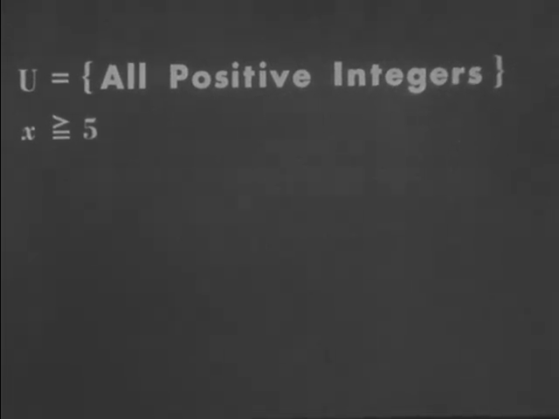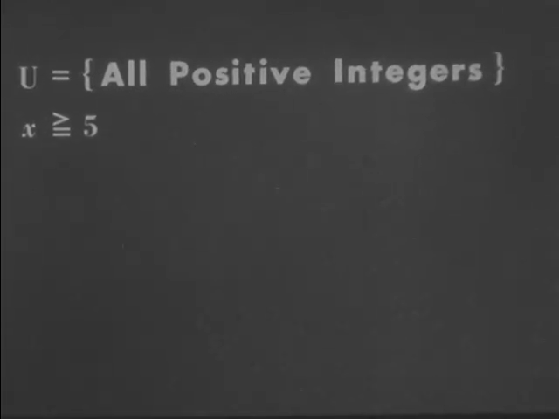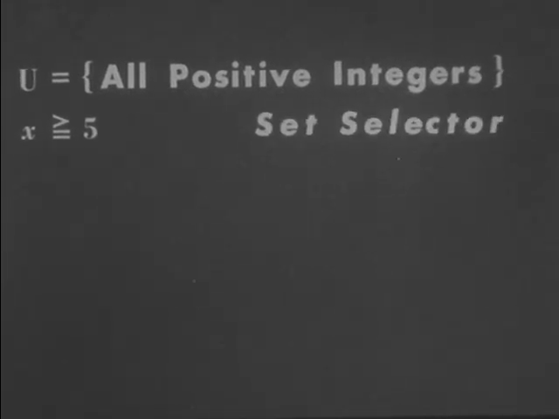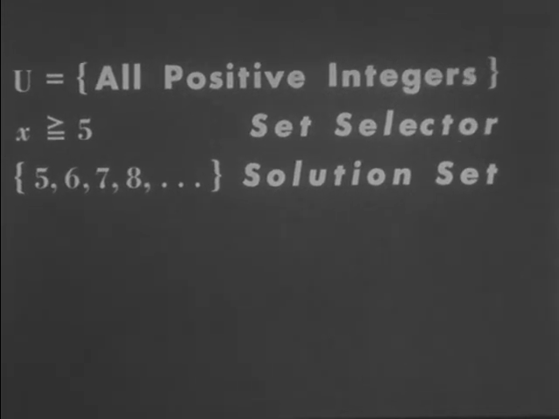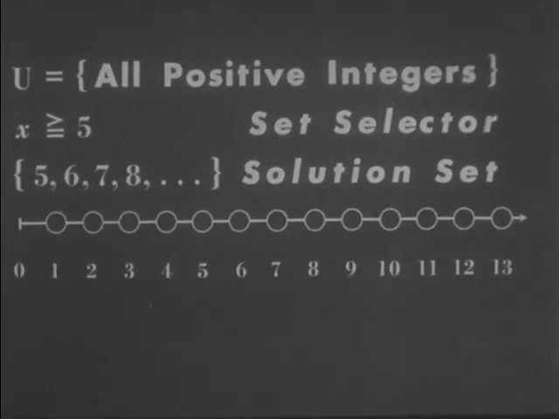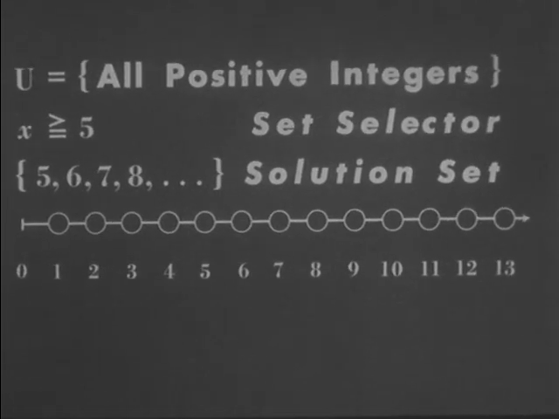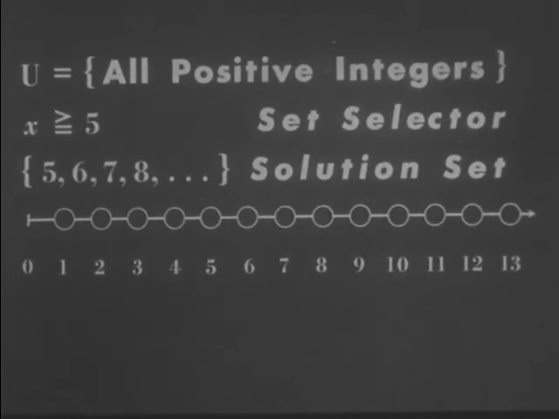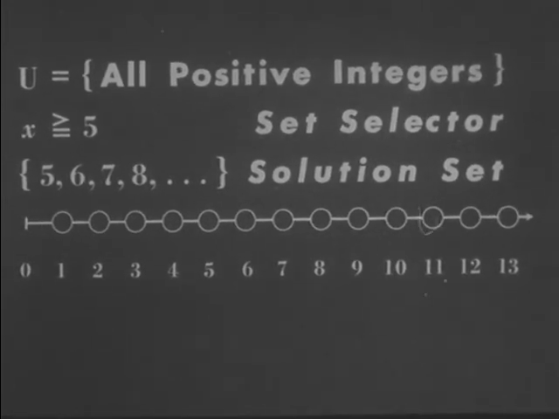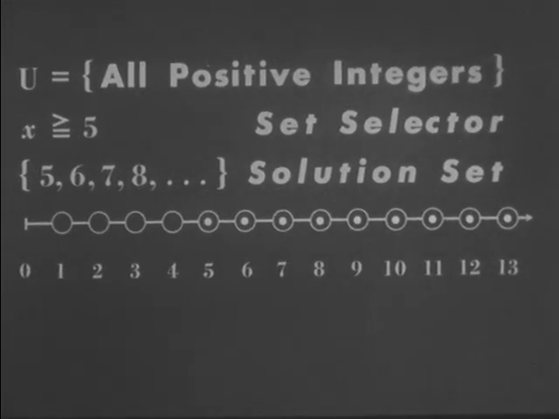Here, the sentence in one variable, x is greater than or equal to 5, is the set selector. The set of positive integers for which the sentence is true is 5, 6, 7, 8, and so on indefinitely. This is the solution set. We can picture this graphically. On the number line, we'll indicate the elements of the replacement or universal set by small circles. The solution set is indicated by the dotted circles.